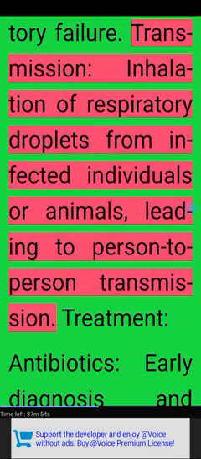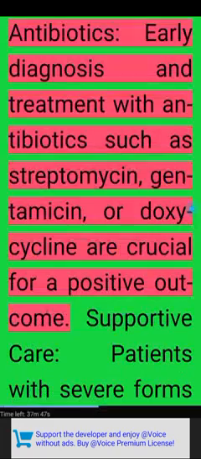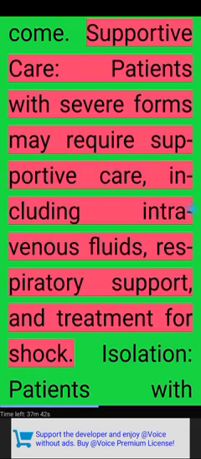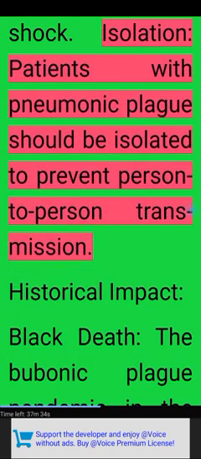Transmission: inhalation of respiratory droplets from infected individuals or animals, leading to person-to-person transmission. Treatment. Antibiotics. Early diagnosis and treatment with antibiotics such as streptomycin, gentamicin, or doxycycline are crucial for a positive outcome. Supportive care. Patients with severe forms may require supportive care, including intravenous fluids, respiratory support, and treatment for shock. Isolation. Patients with pneumonic plague should be isolated to prevent person-to-person transmission.